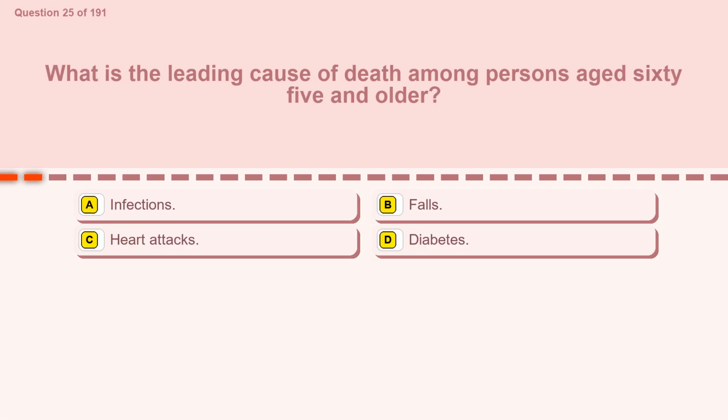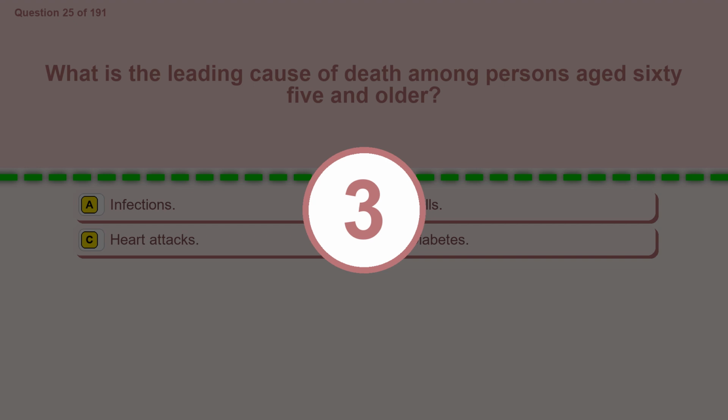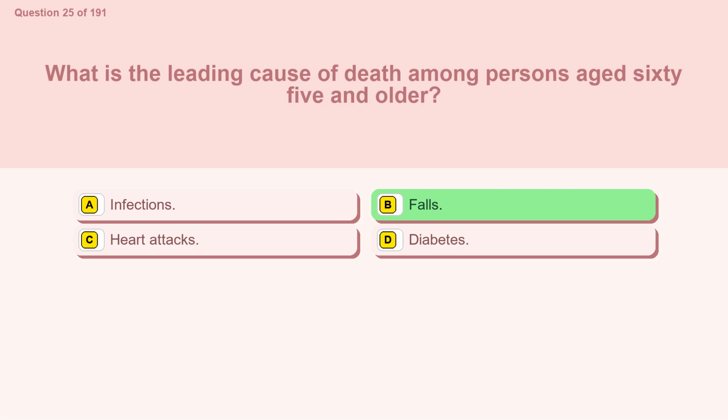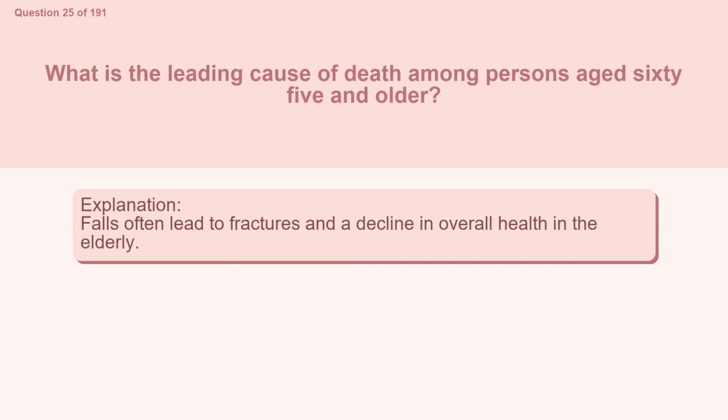Question 25. What is the leading cause of death among persons aged 65 and older? Option A. Infections. Option B. Falls. Option C. Heart attacks. Option D. Diabetes. The correct answer is option B. Falls. Falls often lead to fractures and a decline in overall health in the elderly.